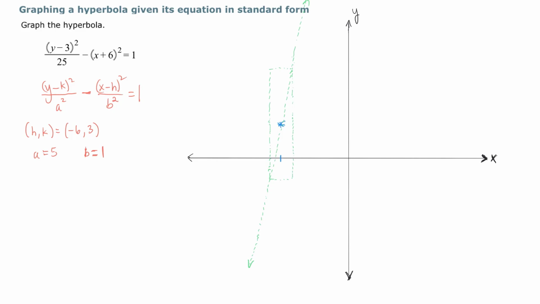And these are actually asymptotes. So I can draw another asymptote going the other way. I gotta go down 5. 1, 2, 3, 1, 2, 3, 4, 5, right 1. Right there.